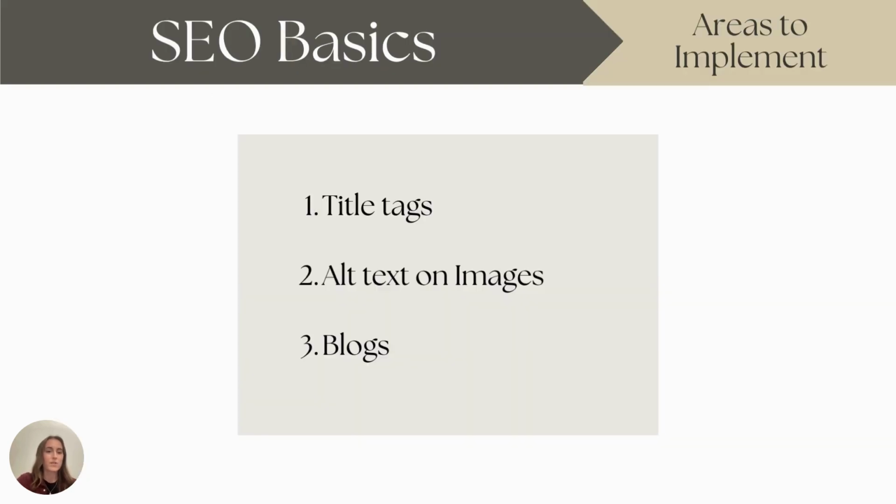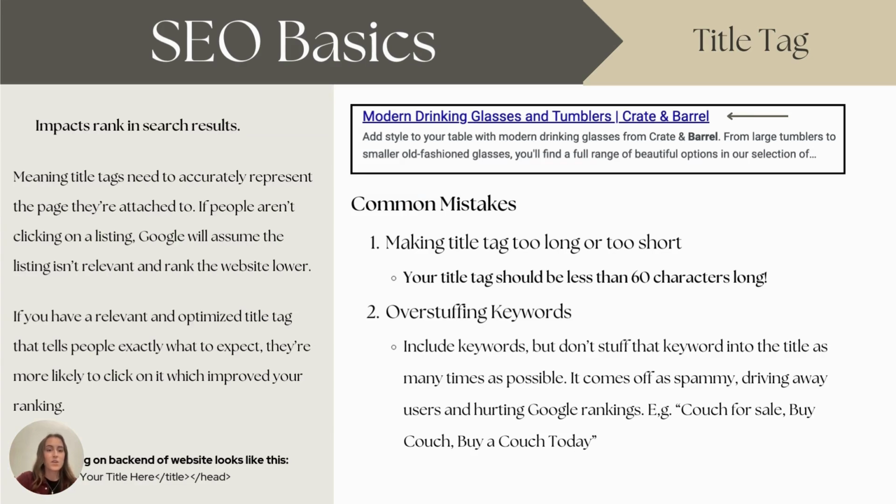So we're going to go through the top areas to implement these keywords, including title tags, alt text on images, and blogs. So a title tag is something that impacts your rank in your search results. It's what pops up when you search in Google, meaning your title tags need to accurately represent the page attached to, and if they aren't, Google will assume it isn't relevant and it will rank your website lower.